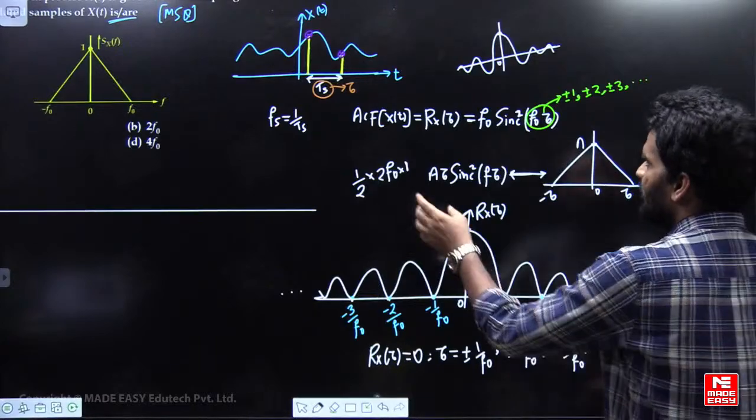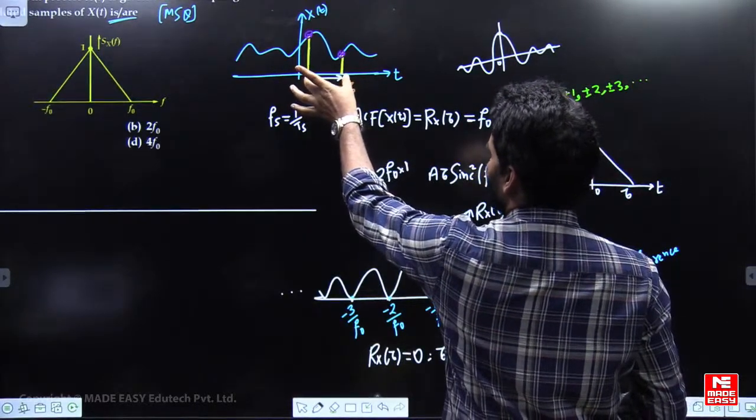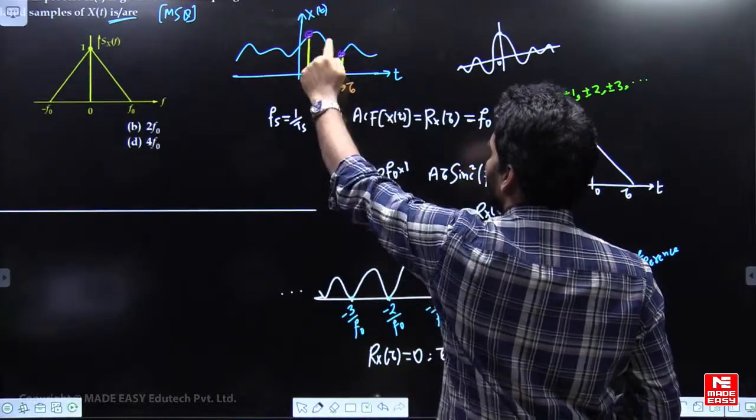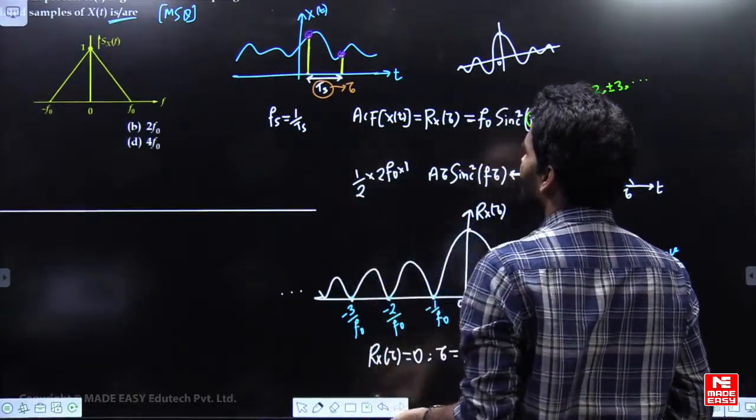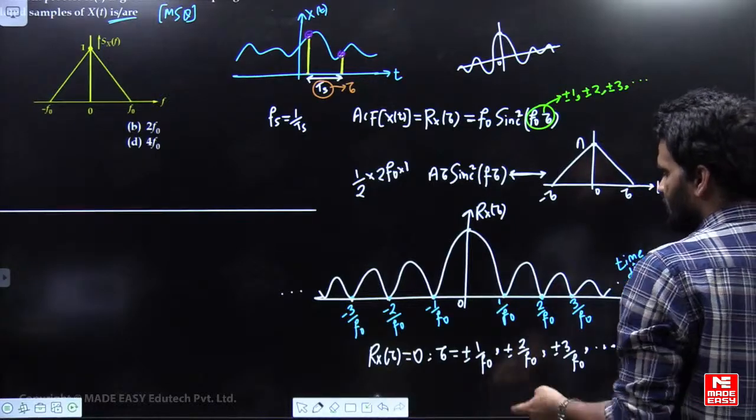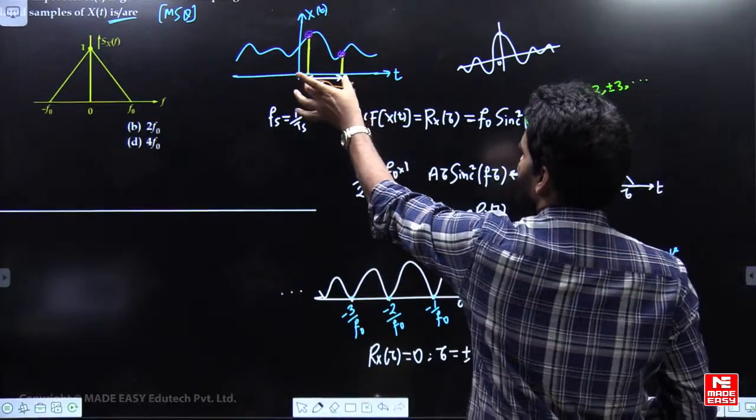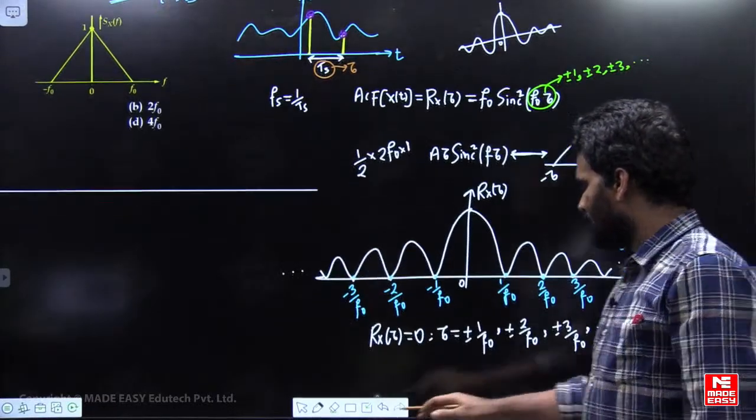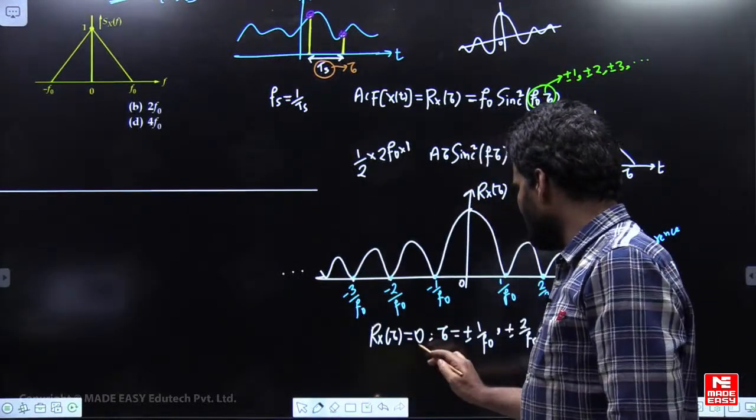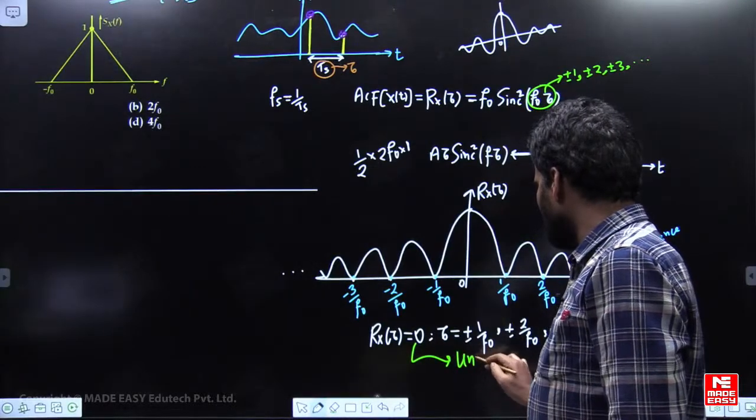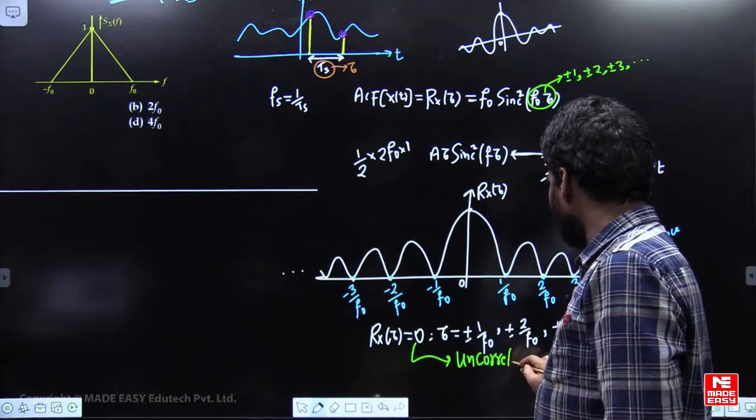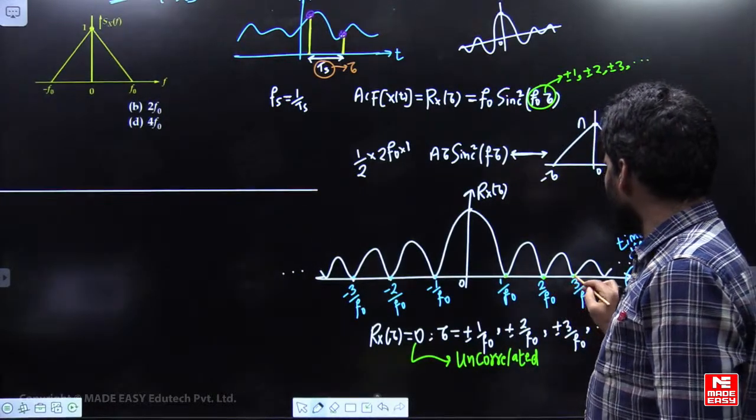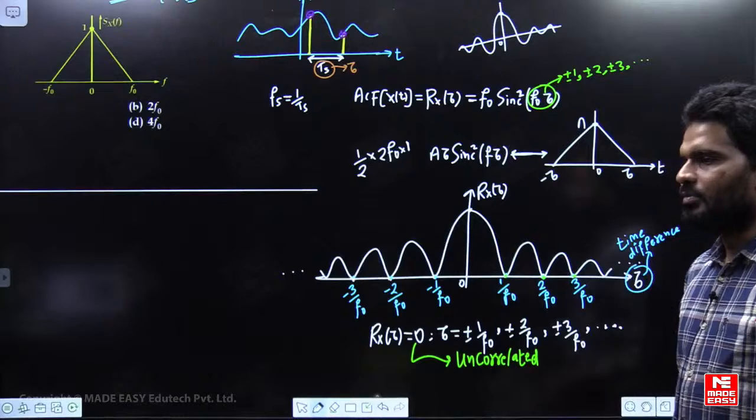So with tau as 1 by f naught, meaning with the time difference of 1 by f naught, R of tau you are getting 0. R of tau 0 means what? There is no correlation between the sample points, and those sample points are said to be uncorrelated. R of tau 0 means uncorrelated. Even with the time difference of 2 by f naught, the corresponding sample points are uncorrelated. So with the time difference of 1 by f naught, 2 by f naught, 3 by f naught, the corresponding sample points will be uncorrelated.